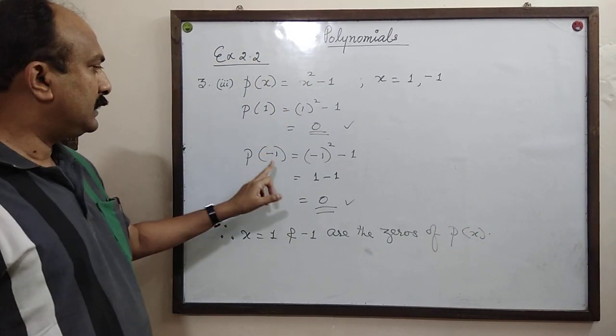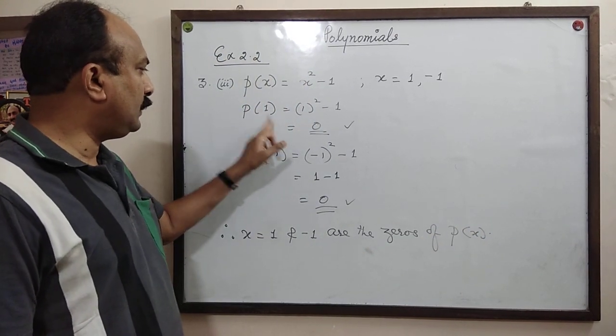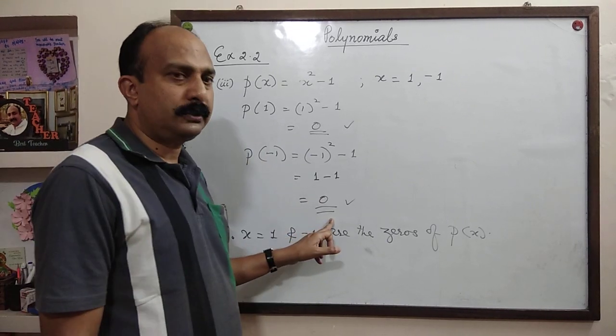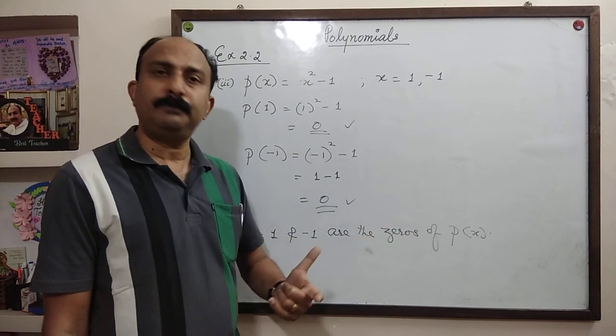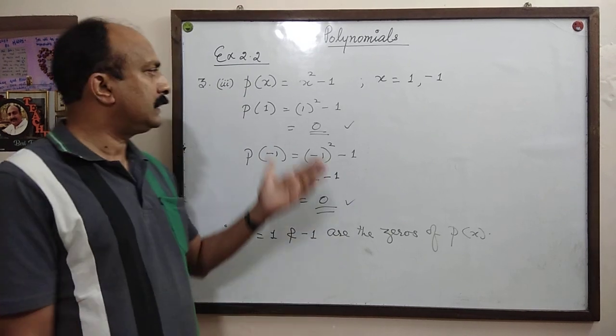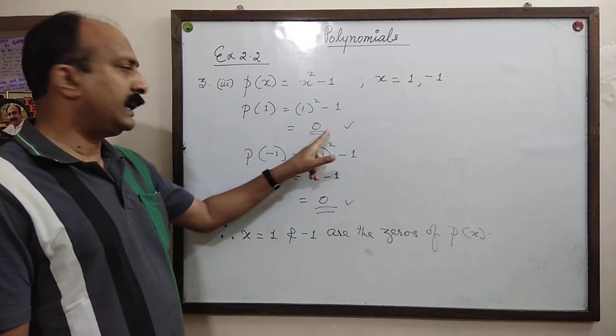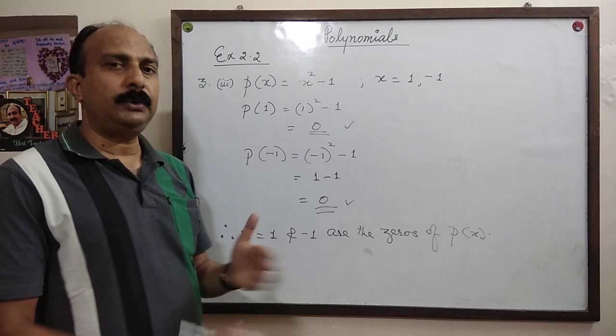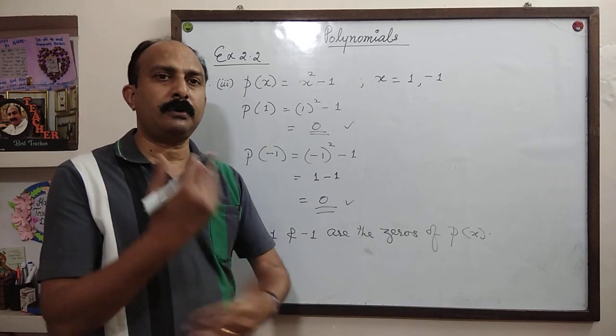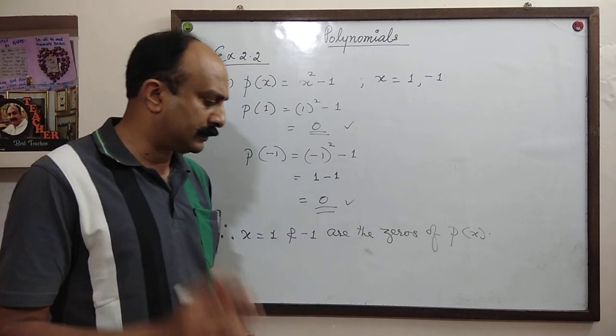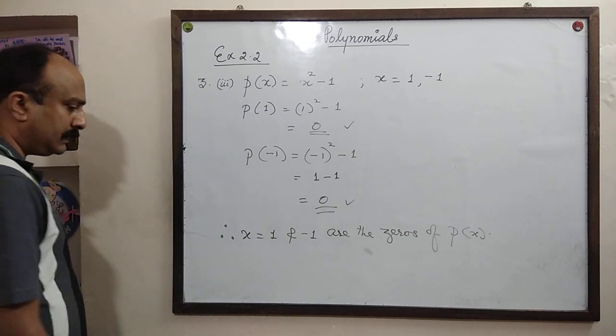Since we got P of 1 is 0 and P of minus 1 is also 0, both are the zeros of P(x). Sometimes you may get, for one value you may get the answer 0, for the other value you may not get the answer 0. So accordingly you have to write the answer. That's all. Now let's see the next question.